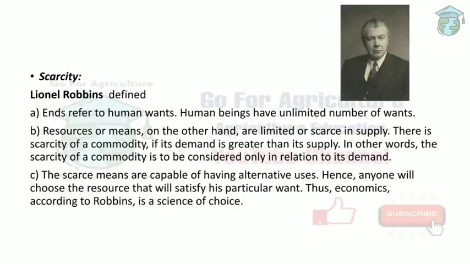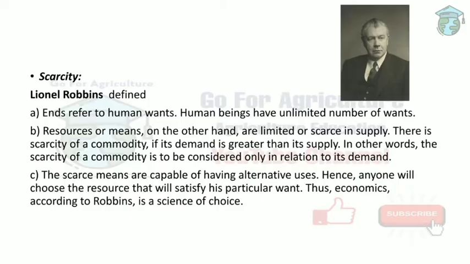Next is scarcity. Lionel Robbins defined economics as scarcity because he said ends refer to human wants. It means human wants don't have an end at all, they're literally unlimited. Resources, on the other hand, are limited or scarce in supply. A commodity is scarce if its demand is greater than its supply. So we say a commodity is scarce when its demand is greater than supply.